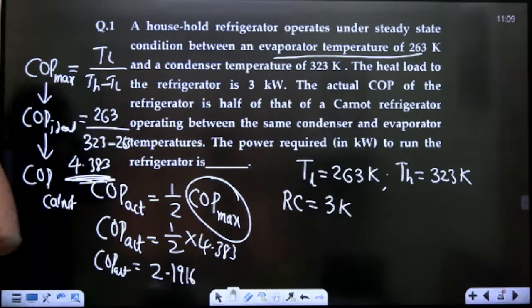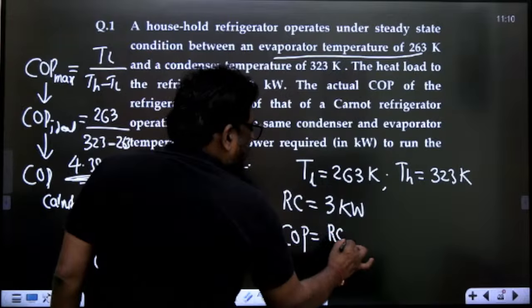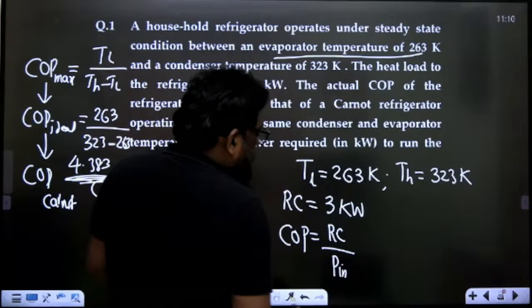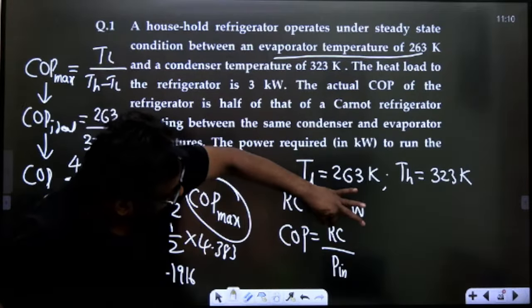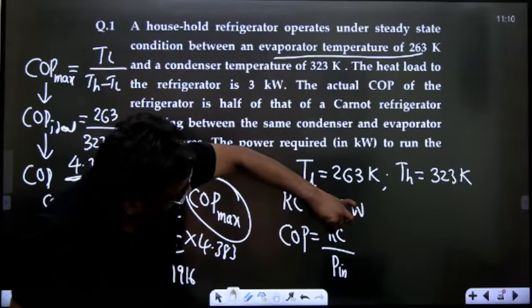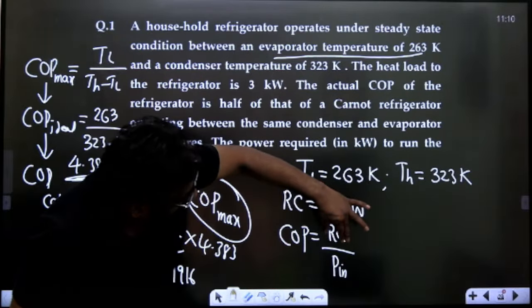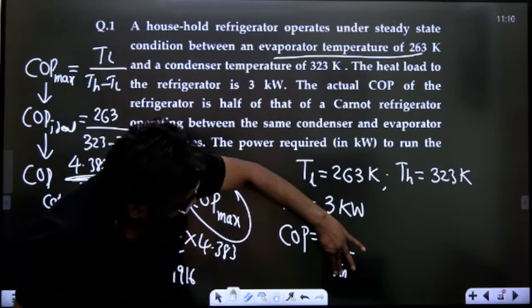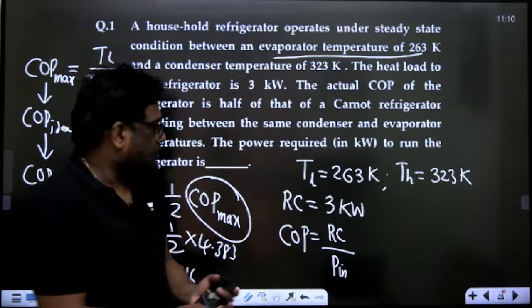Now, what is being asked, my dear students? You know that yesterday I derived: COP is RC by power input. If this is in kilowatt, this should be kilowatt. If this is kilojoule per kg, this should be kilojoule per kg. Already this is given in kilowatt, so this should be in kilowatt. So therefore, the actual COP is 2.1916 and RC is 3 kilowatt by power input. So if this is in kilowatt, you will also get it in kilowatt.